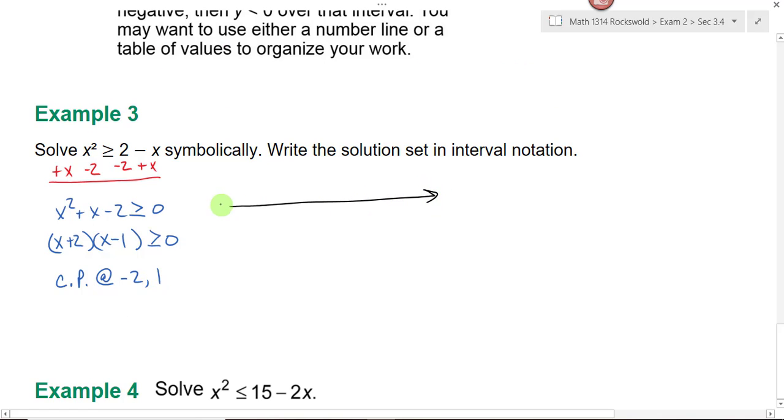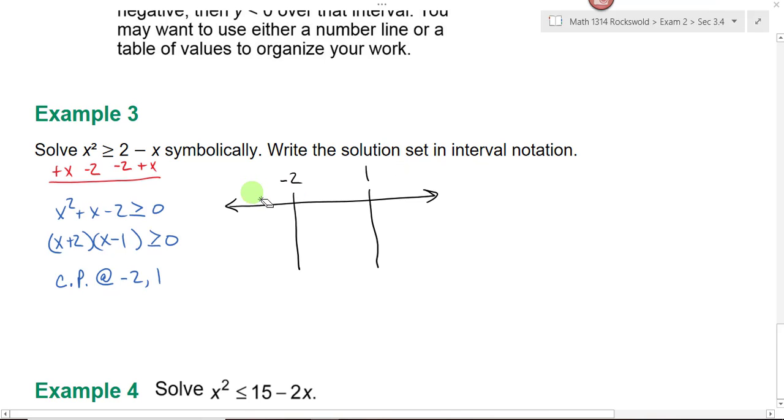So I use those numbers to divide the number line into intervals. So -2 and 1. Because this is a number line, we have order associated with the number line. So the smaller numbers need to go on the left, the larger numbers on the right. This first interval goes from -infinity to -2. Then we have the interval from -2 to 1 and from 1 to infinity.